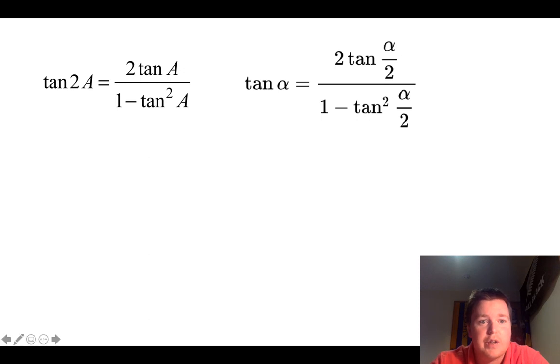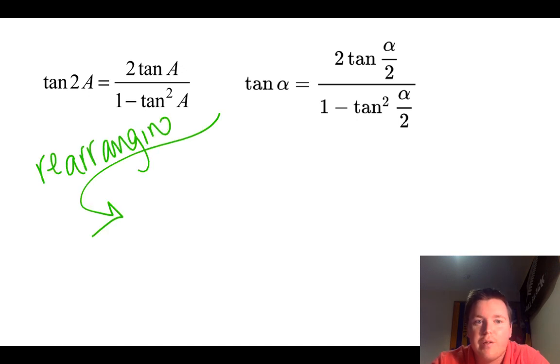We change the double angle bit to just alpha, therefore we change all the a's to alpha over 2's. Notice that the structure of the identity doesn't change. The 2's and the squareds, they stay the same. Some people would think that, oh, if we're losing the 2 on the left, we're going to get rid of those 2's, but it doesn't work like that. You can only change angles.